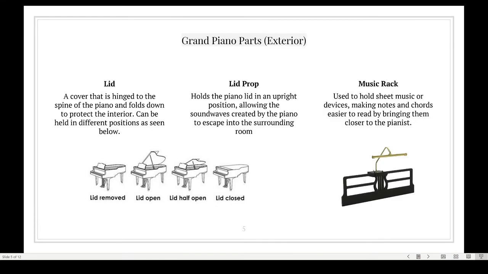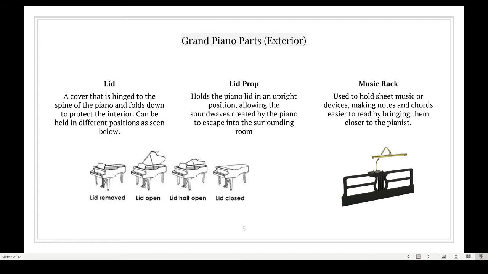Moving on to some grand piano parts on the exterior. A lid is a cover that is hinged to hold to the spine of the piano and folds down to protect the interior parts. It can be held in different positions as seen below. These positions are held together by a lid prop, which holds the lid in an upright position, allowing the sound waves created by the piano to escape into the surrounding room. While the piano is being played, it is best to keep the lid open or half open, as it will allow the best sound to reverberate from the piano.